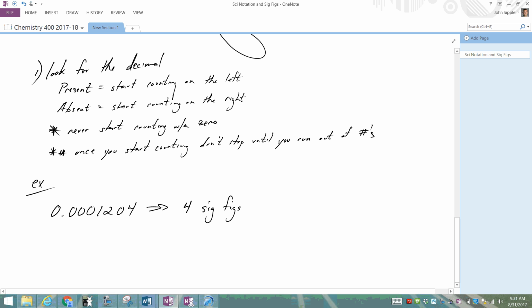Okay, 4 sig figs. We don't include the zeros there because they're just placeholders. This number is a whole lot different than 0.124, right? We have to have the zeros there to make sure we're representing the proper number. Or maybe something like this.